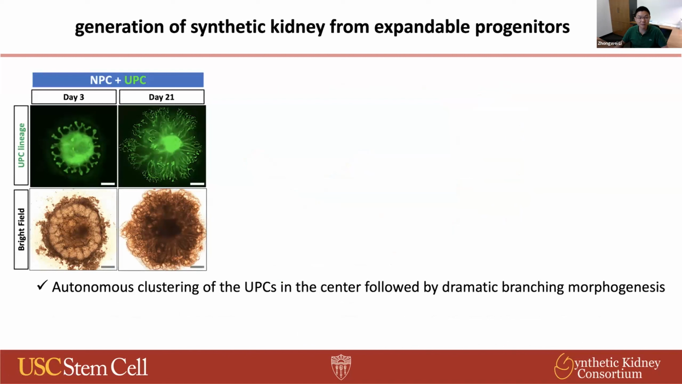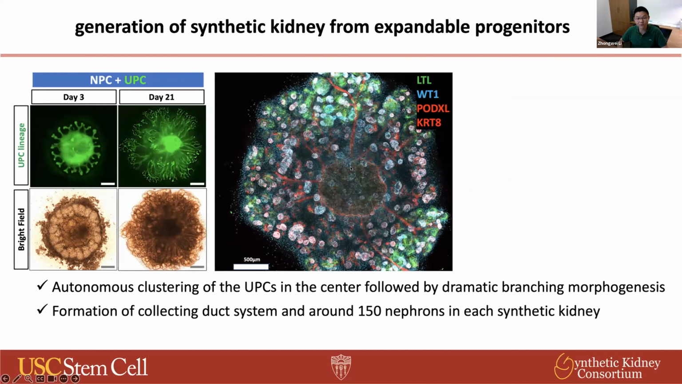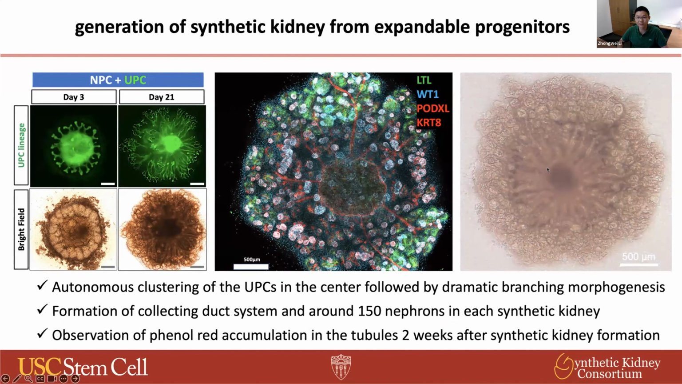If we mix the single cells of MPCs and UPCs together, you can see after 3 days, UPCs cluster to the center and start to invade and branch out into the surrounding MPCs. And after 3 weeks, we see dramatic branch morphogenesis. And by immunostaining, we confirm that we can form around 150 nephrons in each of the synthetic kidneys. And the interesting thing is that we can frequently see, even from the bright field view, the deposition of phenol red in the synthetic kidney tubules after around 2 weeks of synthetic kidney formation, suggesting the maturation of the synthetic kidney.